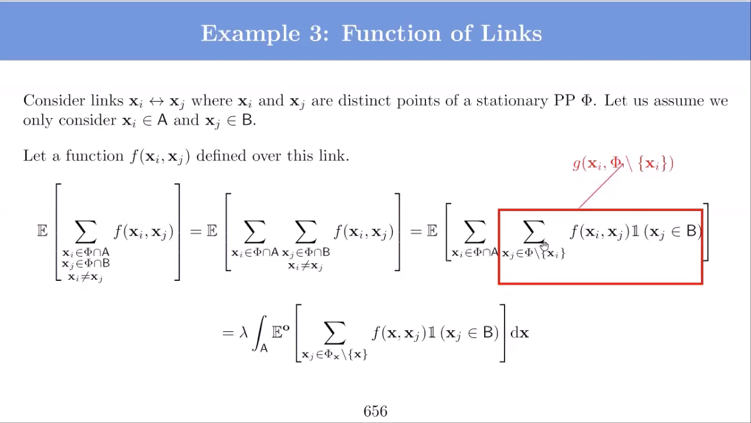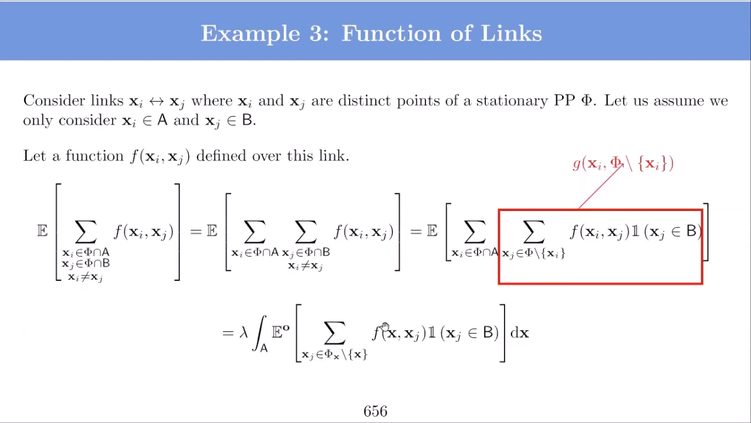So I can apply Campbell-Mecke theorem to get lambda integration, Palm expectation conditioned on there being a point at the origin, of g(x, phi) dx. And what is g(x, phi)? Instead of xi you just put x, and instead of phi you put phi minus xi. So this is what we get.